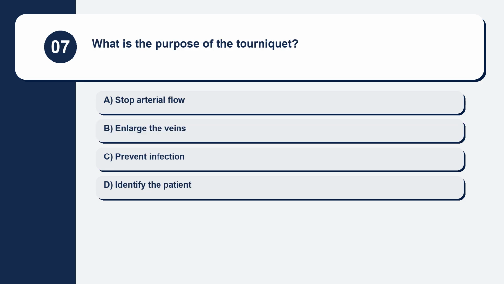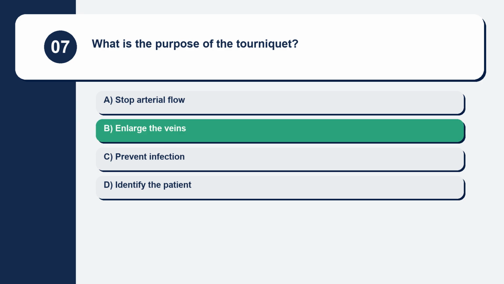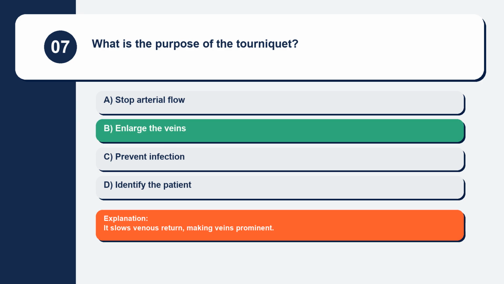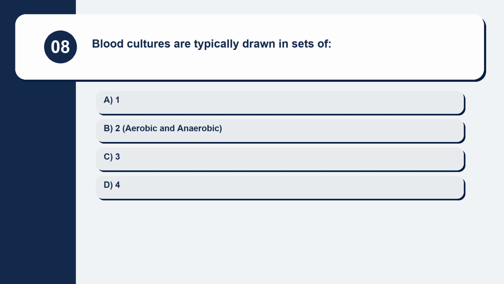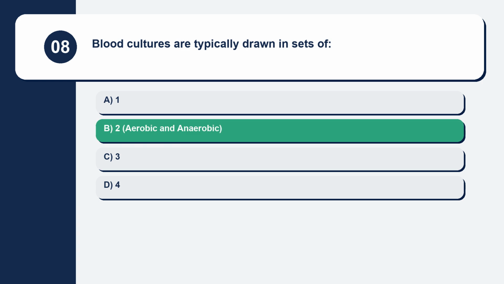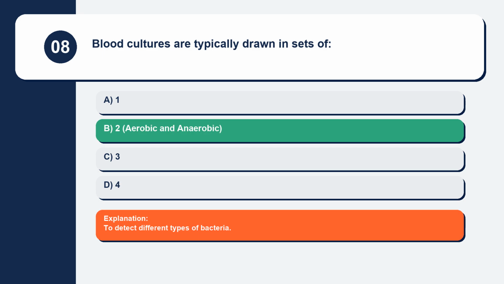Question 7. What is the purpose of the tourniquet? Stop arterial flow, enlarge the veins, prevent infection, identify the patient. It slows venous return, making veins prominent. Question 8. Blood cultures are typically drawn in sets of 1, 2 aerobic and anaerobic, 3, 4. To detect different types of bacteria.